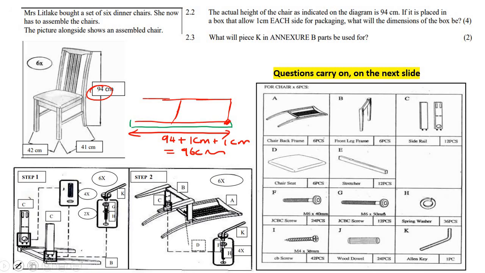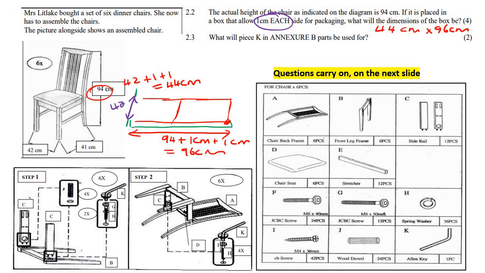Then how wide is this box going to be? Well, we can use this 42 as our guideline, but then remember we have to add 1 centimeter on either side. So this is 42, but then you're going to add 1 centimeter on either side for the bubble wrap or the packaging. So it's going to be 42 plus 1 plus 1, which is going to be 44 centimeters. So what would the dimensions of the box be? 44 by 96, or 44 centimeters by 96 centimeters.